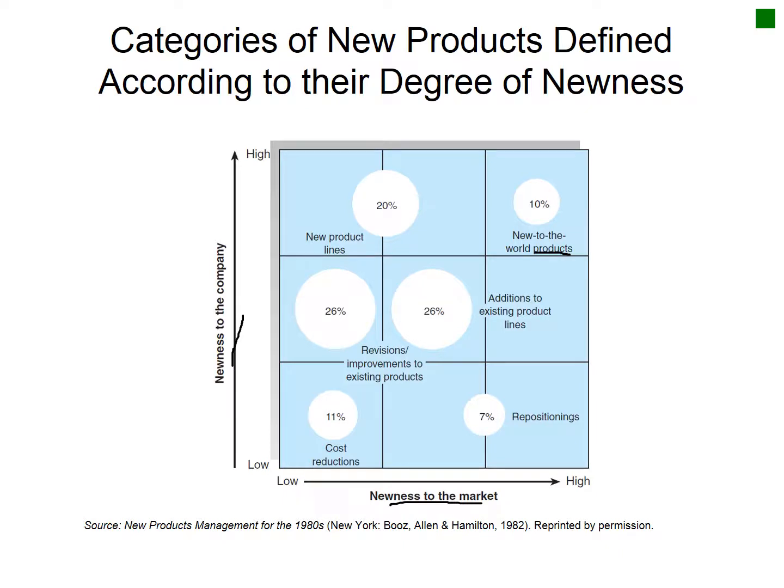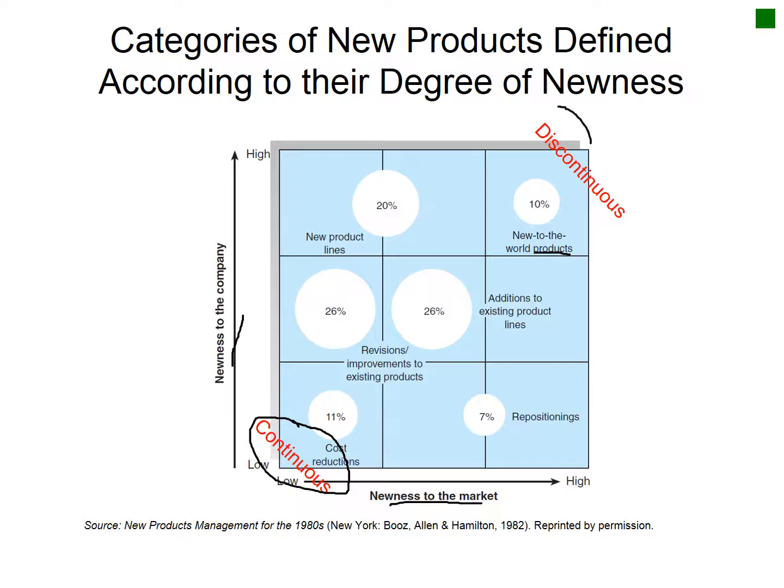Repositionings are a new way a product could be used by the customer. So there's not really much change in the product, but there is change in how the customer uses it. So in this case, a repositioning would reflect something that's fairly new for the customer, but not new at all for the company. Then we have new product lines. And then we have revisions and improvements to different products. So we have in this corner continuous innovation. So anything in this region down here would be something that's fairly continuous.